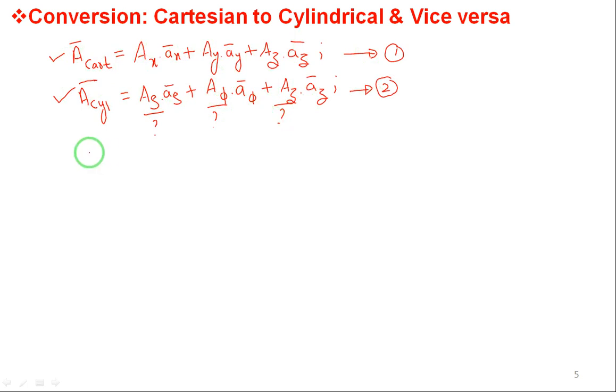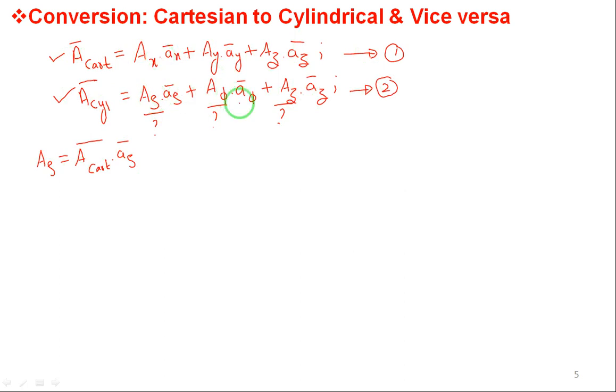For this we will take the help of the projection. I want to calculate Aρ first, because if I substitute Aρ, Aφ, Az, it will be converted to cylindrical. Aρ is equal to the projection of the Cartesian vector in the rho direction, so A Cartesian dot aρ. This is nothing but the scalar projection, so I take the projection of the Cartesian vector along the rho direction and I get Aρ.